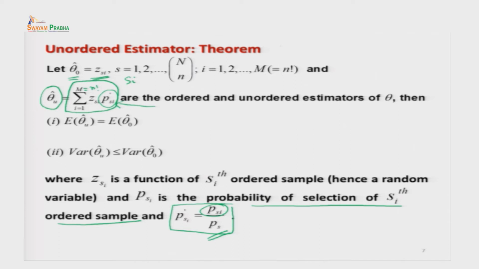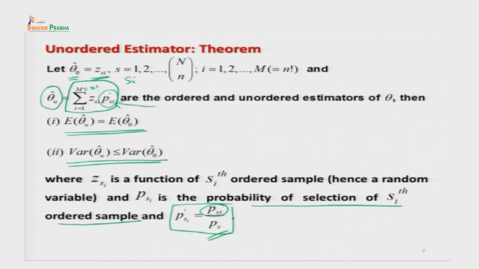So if you construct such an estimator theta hat u using this methodology, then both the ordered and unordered estimators are going to have the same expectation. In case theta hat 0 is unbiased, then theta hat u will also be unbiased, but the variance of theta hat u will be less than or equal to the variance of theta hat 0, which is based on the ordered estimator.